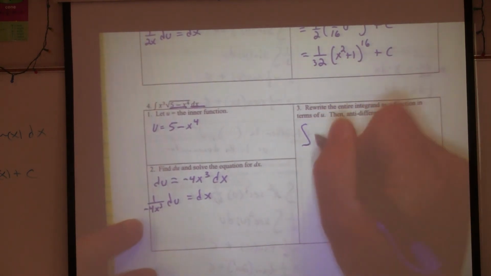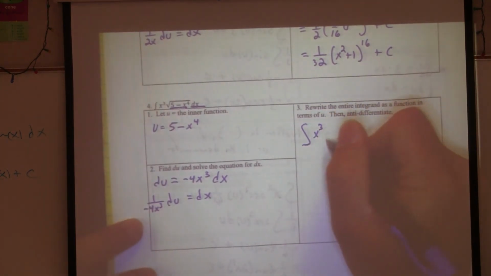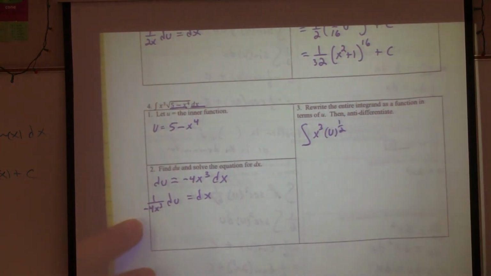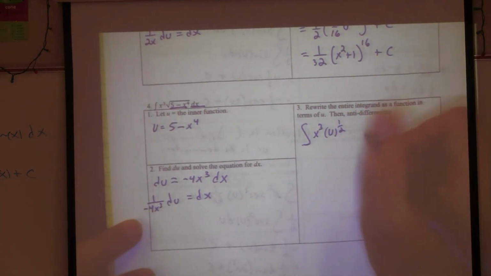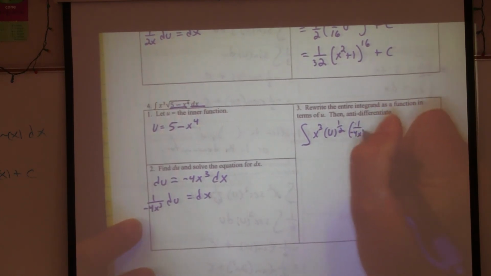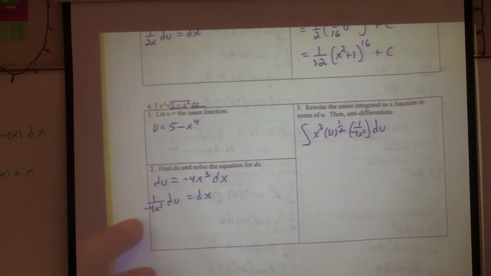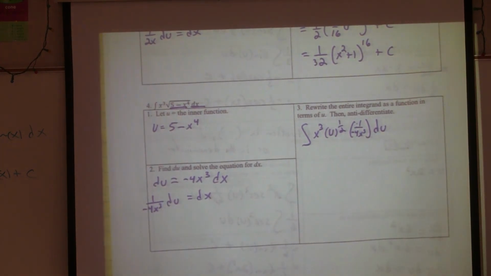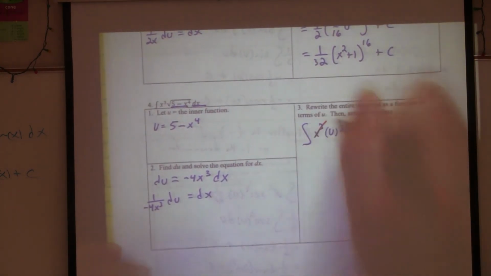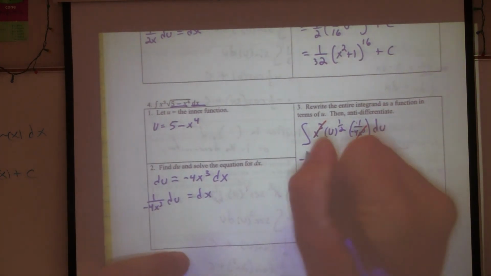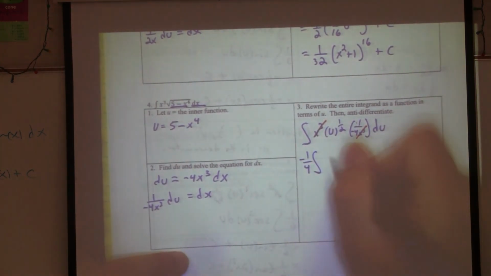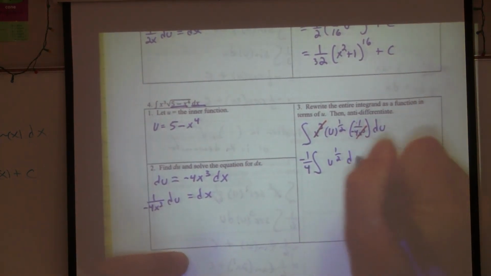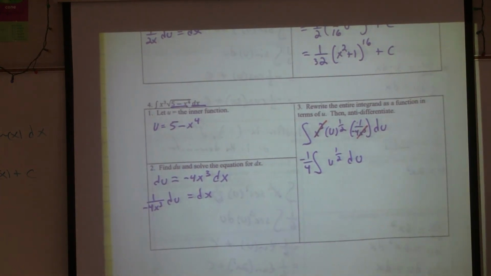So let's do it. x to the third, and I'm gonna put u to the half. Is that okay? Because we're gonna need it right now. Times 1 over negative 4x to the third du. The x to the thirds go away? Yay! Take out the negative 1/4, integral u to the half du. Oh my god, such an easy problem now compared to what it was at the beginning.